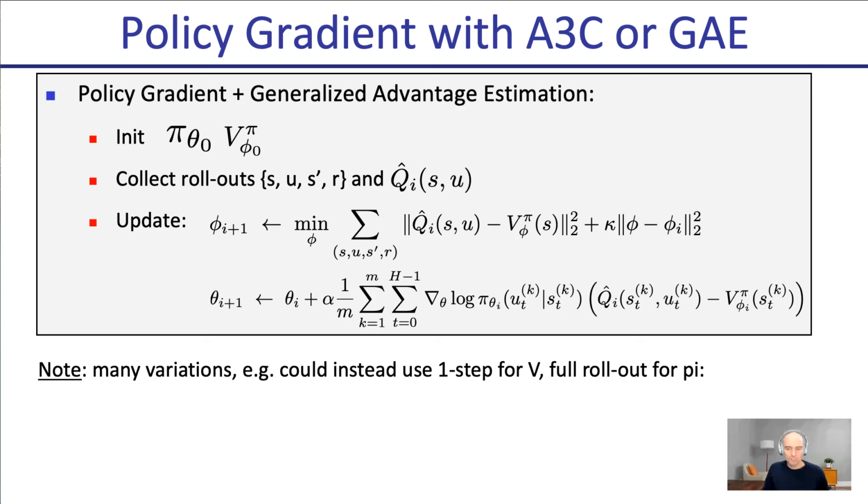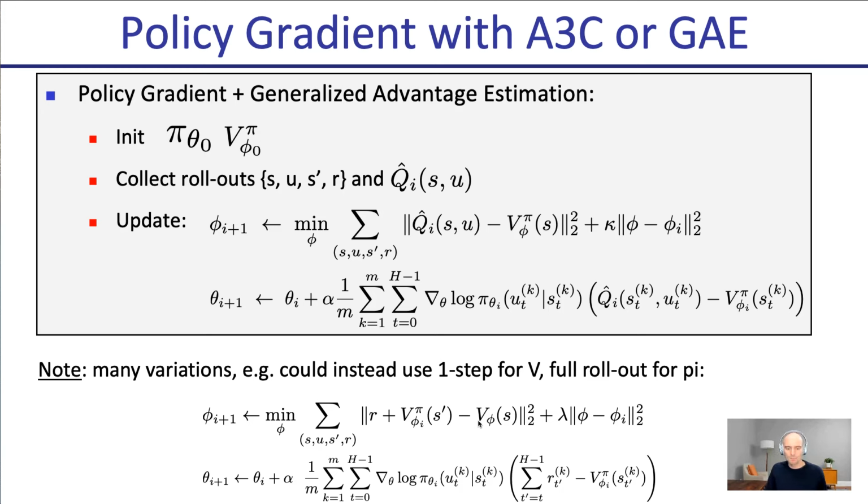Then there are more variations. You could use a one-step for V, full rollout for pi that would look like this. So here's a bootstrap version of estimating V. And then for pi, here is a full rollout, so full Monte Carlo estimate rather than an advantage estimate based on using also value functions. So many variants, but this is the general structure of what these policy gradient algorithms will look like.